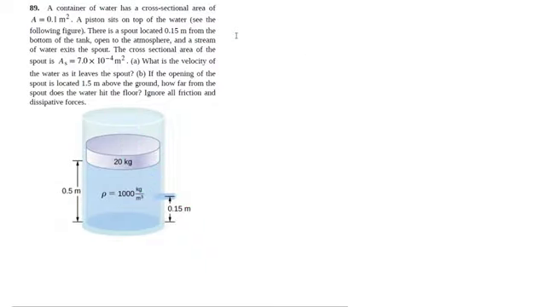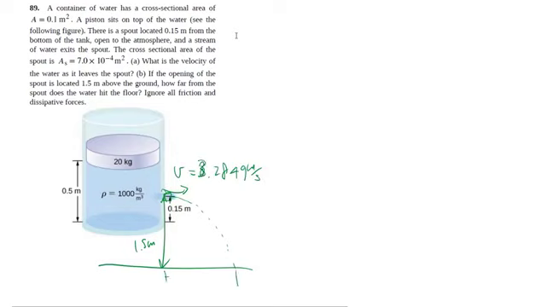Once the water exits the container, each piece of water you can imagine is going to follow its own projectile motion. And somehow they say that this is 1.5 meters. We already know what my initial velocity is. And they want this range, basically, where it hits.